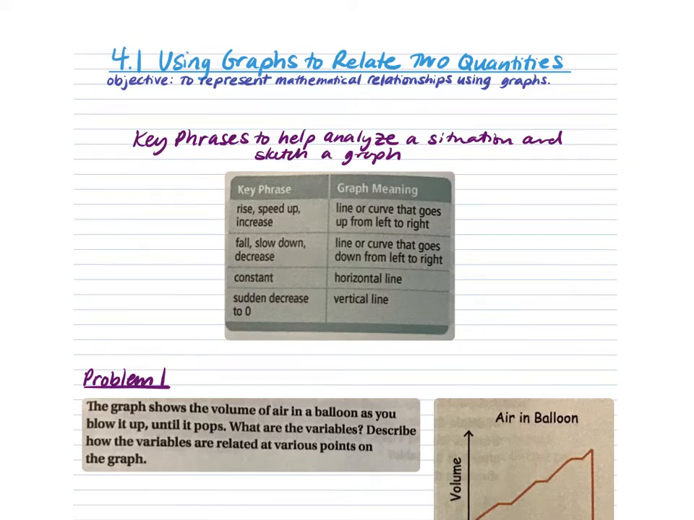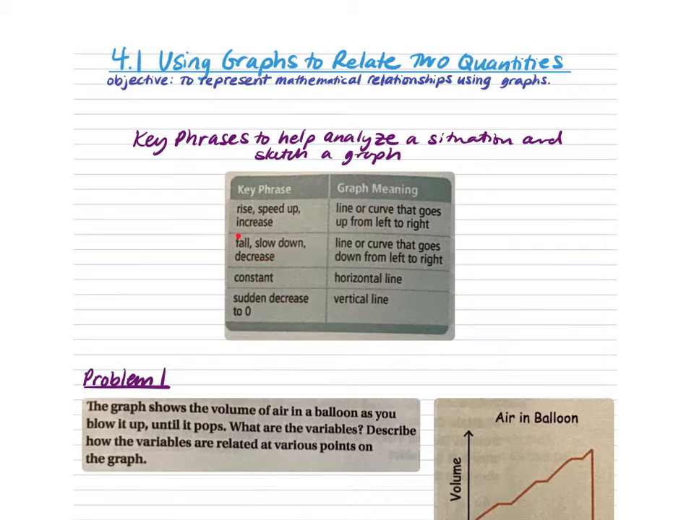Okay, this is the video lesson for Algebra 1 4.1, using graphs to relate quantities. So graphs compare, well, in this case, just two things. And so in a graph, if we are using words to draw the graph, a key phrase would be like rise, speed up, or increase. This means the line or curve is going to go up from left to right. This is talking about an increase.